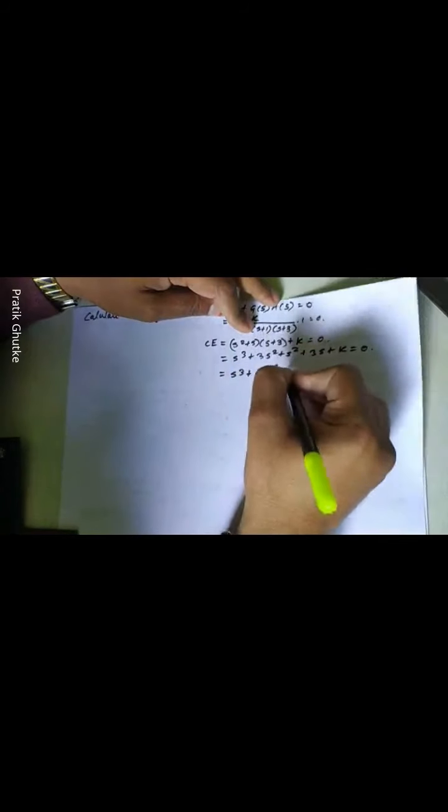What will I be getting? S square plus S in bracket S plus 3 plus K equals 0. So S cube plus 3S square plus S square plus 3S plus K equals 0. That is S cube plus 4S square plus 3S plus K equals 0. So I will be finding the value of K: K equals minus of S cube plus 4S square plus 3S.